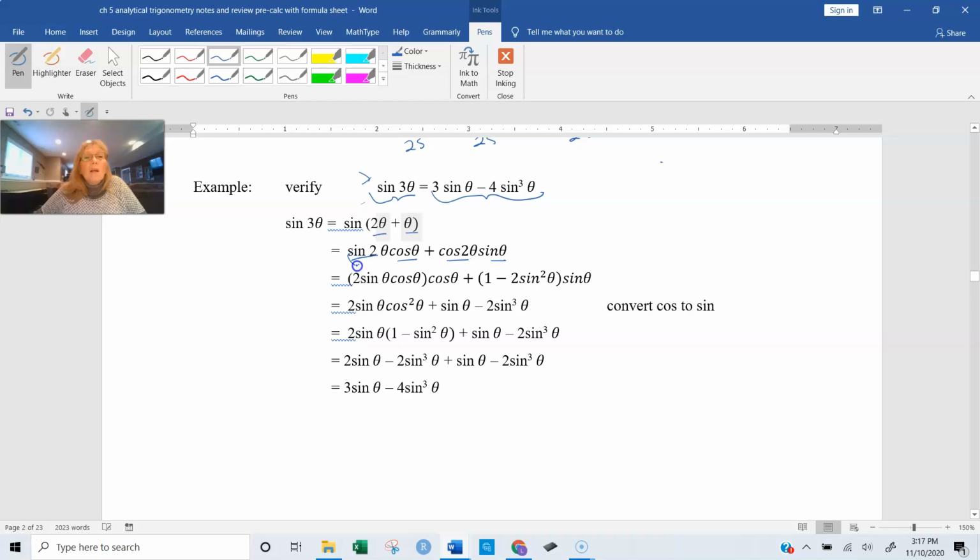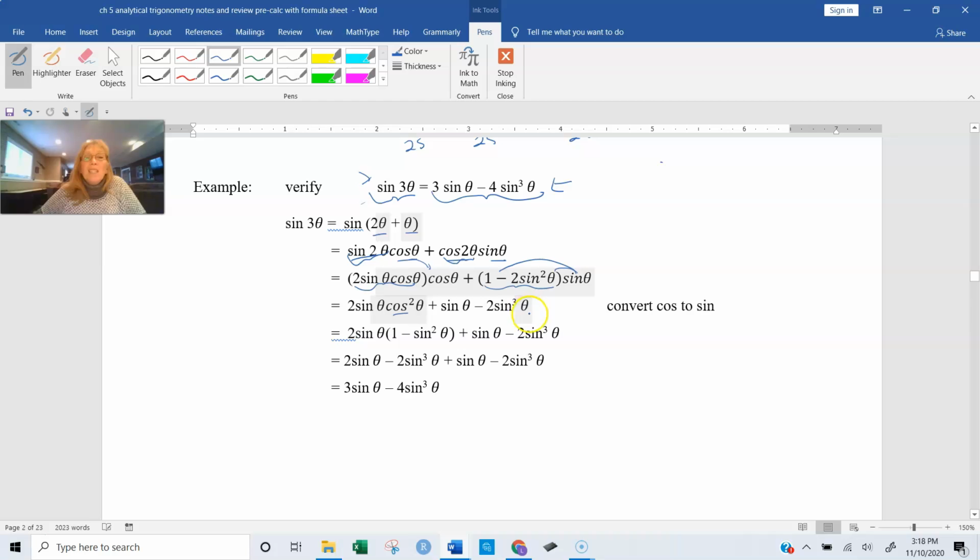Okay, double angle. The sine of 2 theta, we have no options, is 2 sine theta cosine theta, plus now the cosine 2 theta, I have options. But I know I need to be in all sine. So since I need to be in all sine, I'm going to use the cosine that only has sine in it. So we're going to choose the 1 minus 2 sine squared theta, times sine theta. Okay, let's see how this helps us. So I'm going to multiply this out. We get 2 sine theta cosine squared theta. I'm going to distribute the sine through. So that's sine minus 2 sine cubed theta.